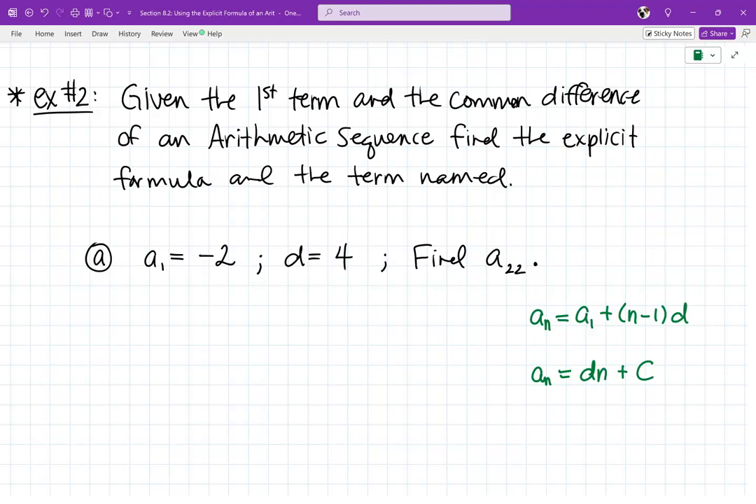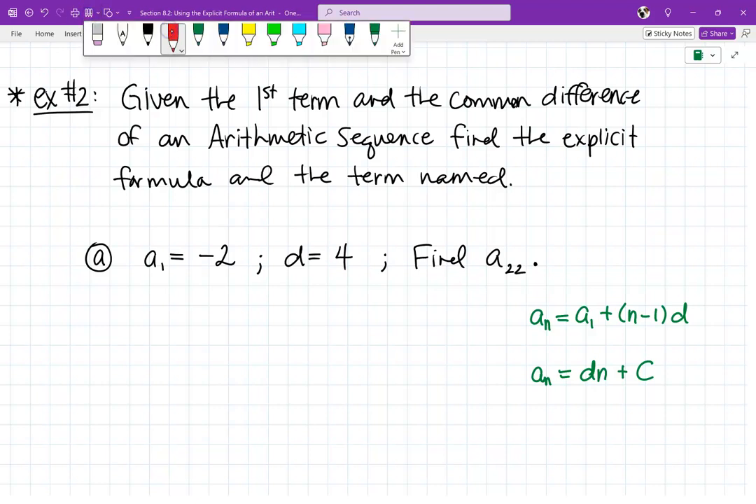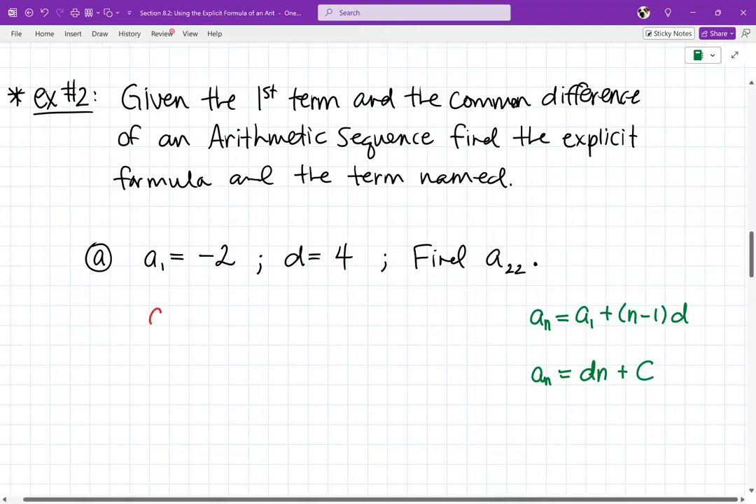If you're not sure, ask yourself, okay, they told me a sub 1. Can I plug in an a sub 1 into the top equation? Yeah. What about the bottom one? No. So then I'm not going to use this one, right? Because this one allows me to plug in all that information. So we're going to use the top equation, okay? Because they want us to write the equation first. So I'm going to use this. A sub n equal to a sub 1 plus n minus 1 times d.